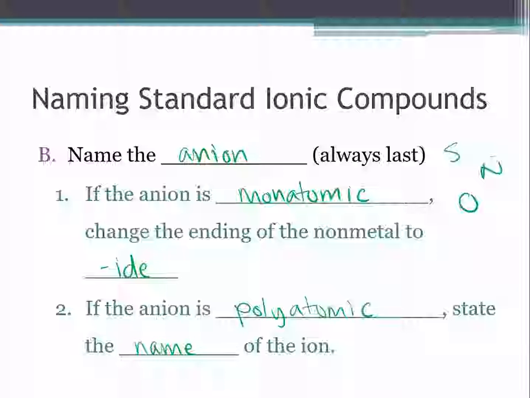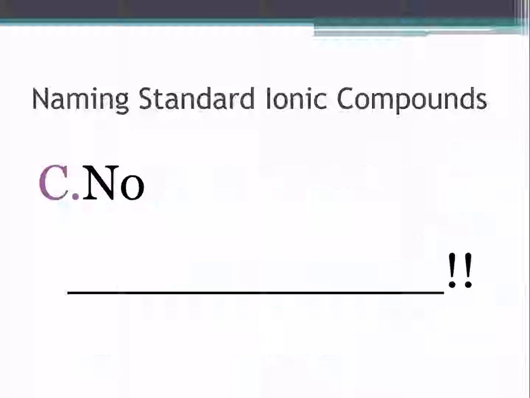And one last very important thing about this before we see some examples. In ionic compounds, there are no prefixes. This is like the number one mistake that people make. They will try to keep using their prefixes once we have moved from covalent to ionic. Prefixes are for covalent compounds. There are no prefixes in ionic, so please don't try to use them. All right, let's go ahead and look at some examples of this.